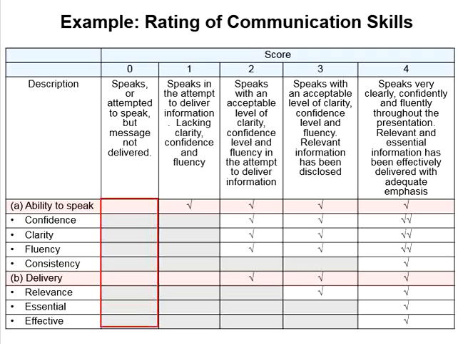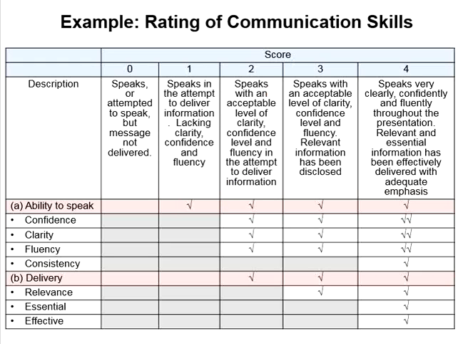Level 0 seems to be really poor. This one is easy to construct. For example, speaks or attempted to speak but message not delivered. No argument on this. Slightly better is level 1. Speaks in an attempt to deliver the information. However, lacking clarity, confidence, and fluency. This is in line with the tick here. Only the speaking part is fulfilled.